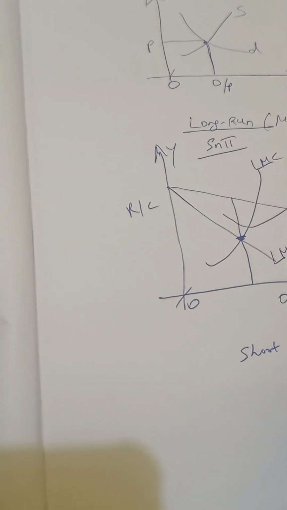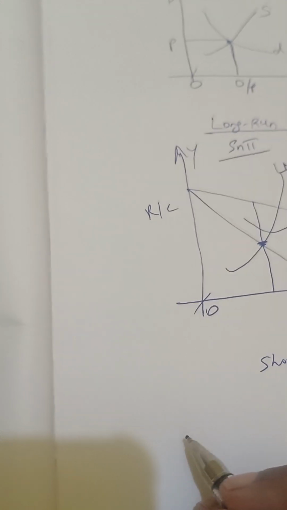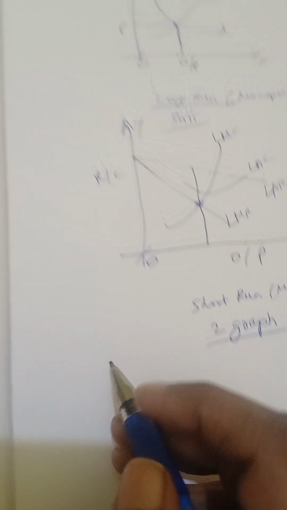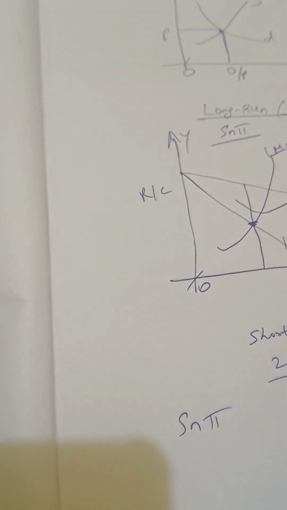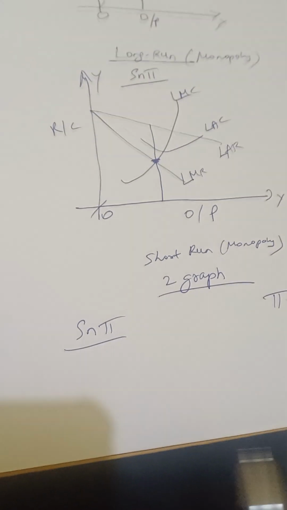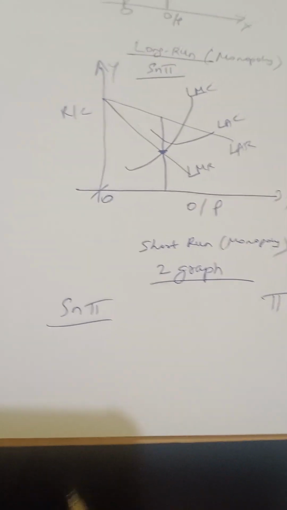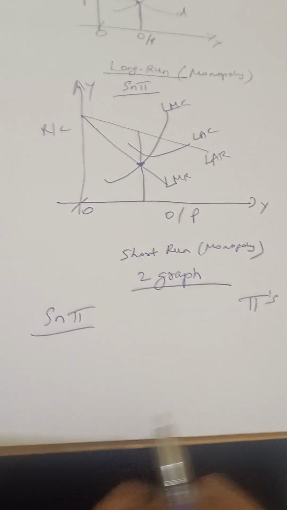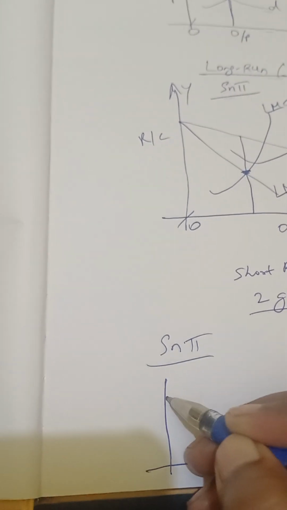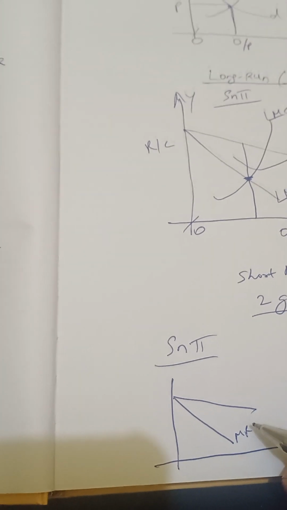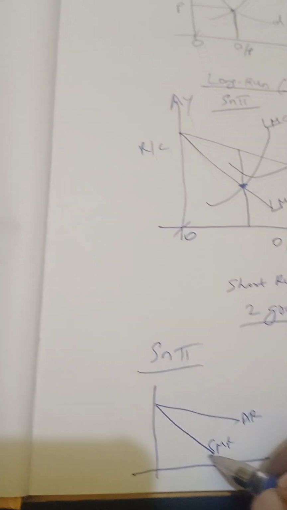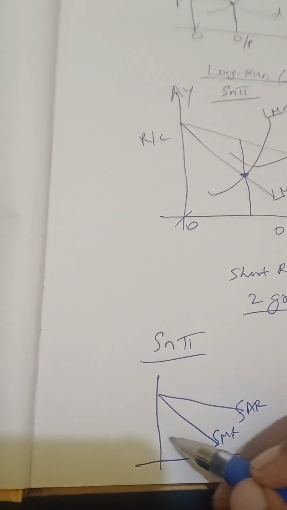In the short run for monopoly, you have only two graphs. You have only the case of supernormal profits and normal profits. So essentially, unlike in perfect competition, wherein you have three situations, a possibility of loss, supernormal profits and normal profits, here you have only two situations. So it will be like this. You have MR, then you have AR, the short run marginal revenue and short run average revenue.